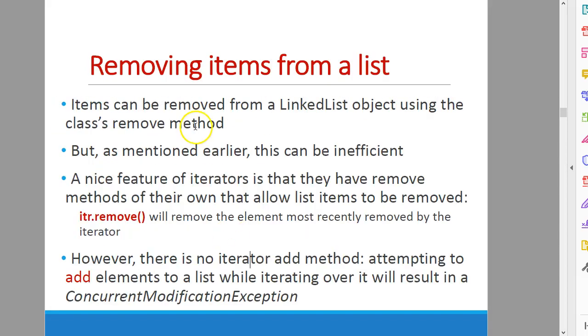The big difference between the advantage of using iterators is that you're not going to get the concurrent modification exception for removing with the iterator. But if you use the linked list itself, it will give you a concurrent modification exception. But if you use the iterator's remove, it will not give you a concurrent modification exception. But if you do try to add, then that's a new item, and so it's not going to be allowed. You're going to get a concurrent modification exception.